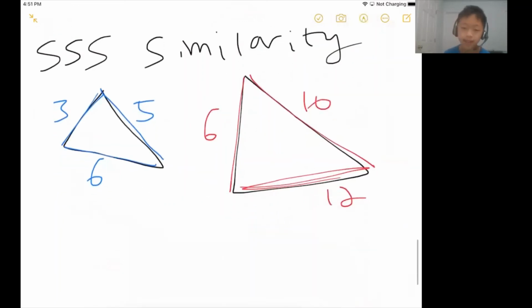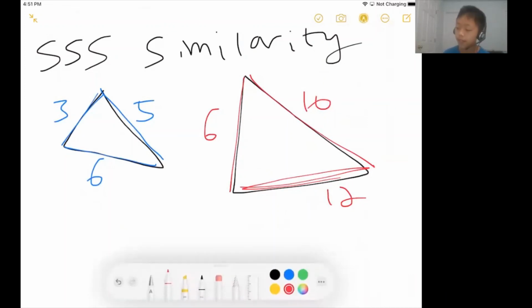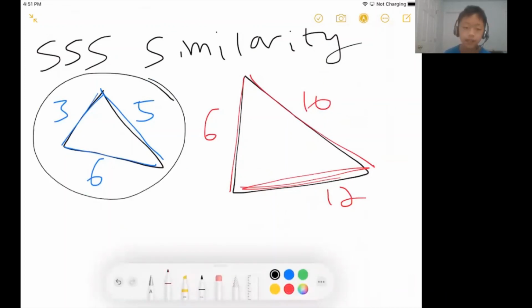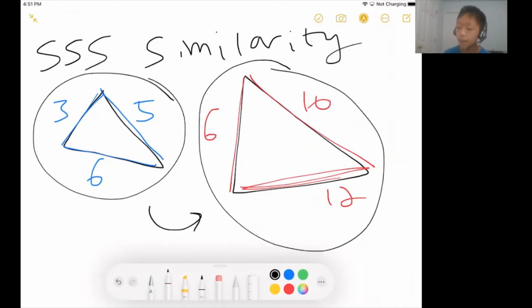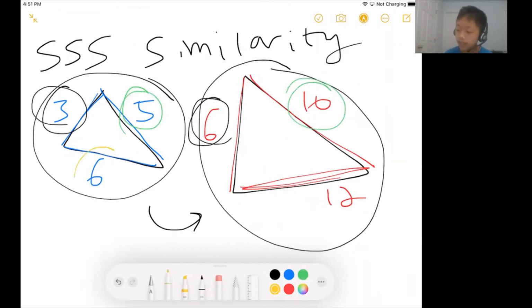Then we can conclude by SSS similarity that these two triangles are similar, because if you were to take the first triangle and scale it up, doubling all the sides by 2, you can blow up the first triangle to get the second triangle. You can take this 3 and double it to get the 6, take this 5 and double it to get the 10, and take this 6 and double it to get this 12. So the ratio of corresponding sides is the same, which means that the two triangles are similar. So that's how SSS similarity works.